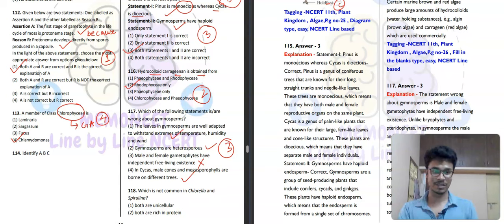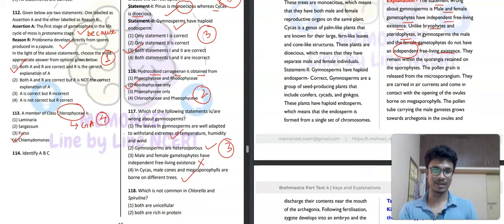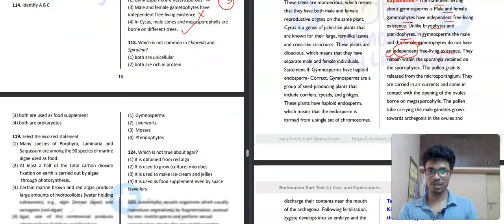So you can read the explanation as well, that male and female gametes do not have independent free living existence, unlike bryophytes and pteridophytes. You can see here, you can read that. So moving towards the next question, question number 118.